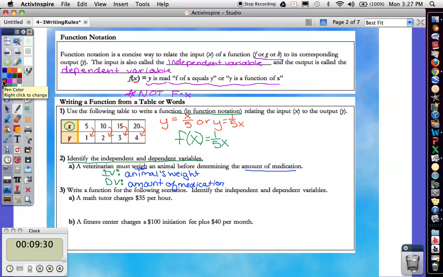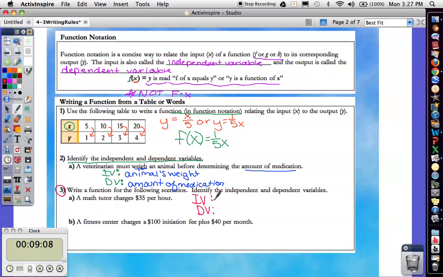All right, so now let's put this together. What you did in 1 and 2, we're going to put together for number 3. So you're going to write a function for the following scenario, and you're going to identify the independent and dependent variable. Guys, remember when you write a function, you still need to define what your variable is. But when you define your variable, it's going to be your independent one. So you can just put that right over here.